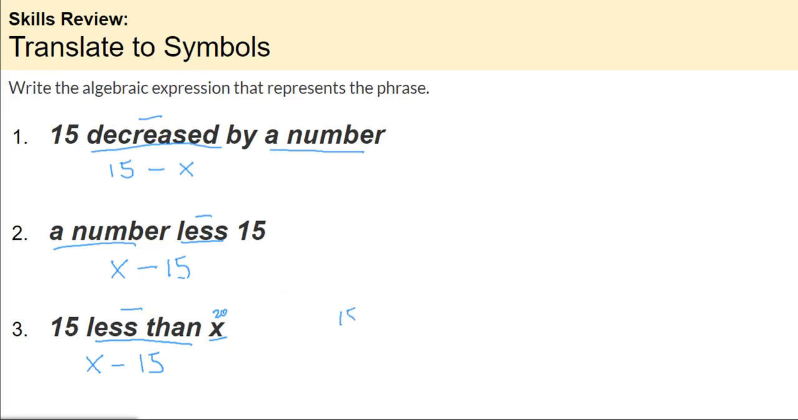But if I wrote 15 minus 20, that doesn't equal 5. That equals negative 5, actually. So 20 minus 15 is 5. So order matters with this phrase, less than. It's a turnaround. X came first, 15 came second.